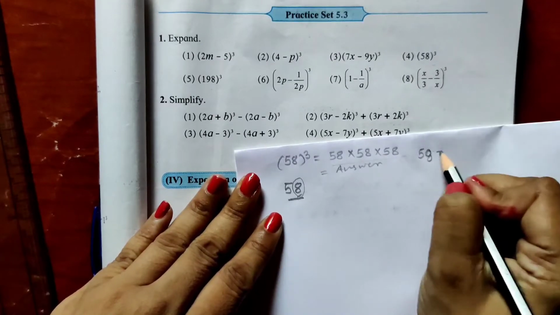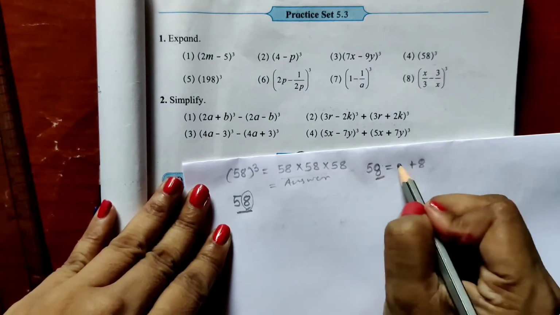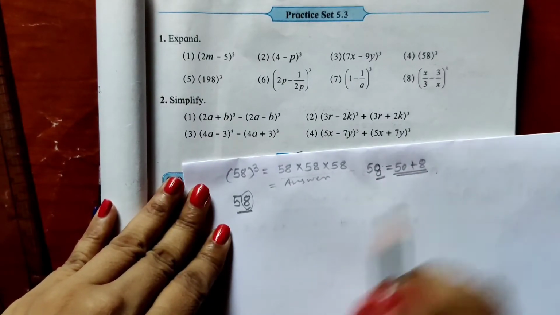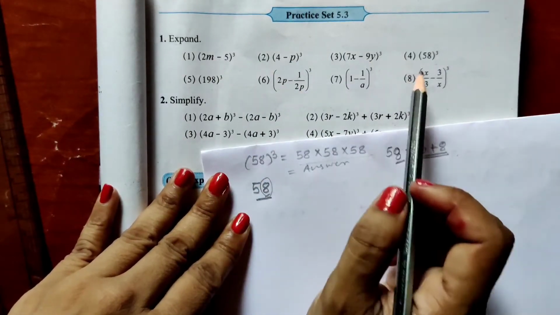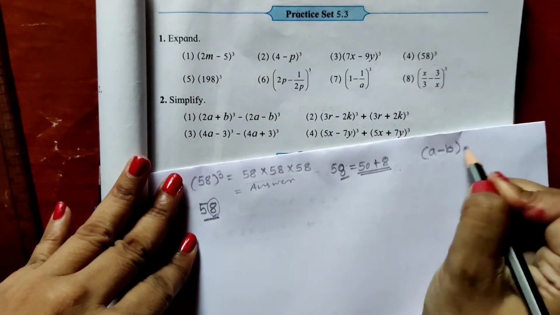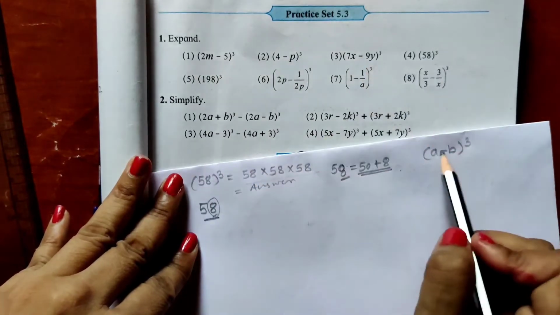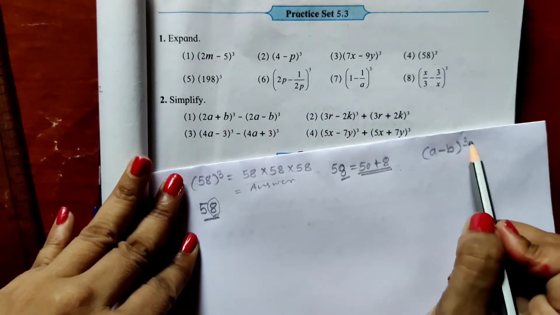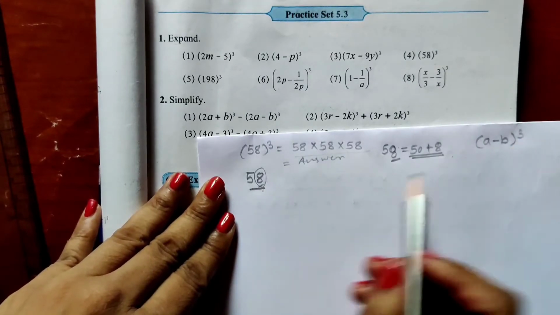58 can be converted into 8 plus 50, since 8 is in the unit place, and 50 plus 8 is 58. But here, as we are applying the subtraction formula, a minus b whole cube, we have applied all the 3 sums, first, second and third. So here also we will be applying the a minus b whole cube formula.